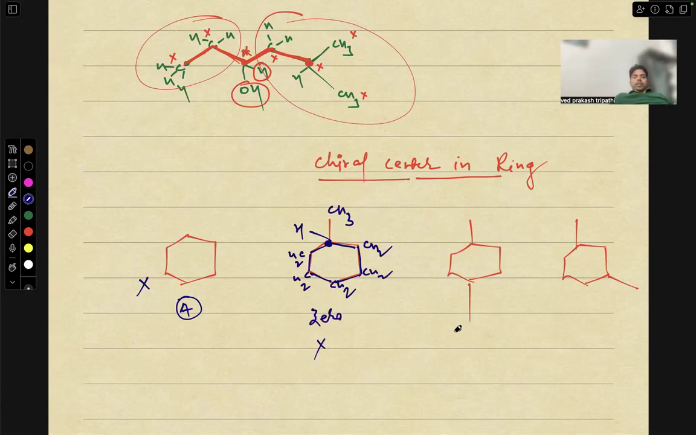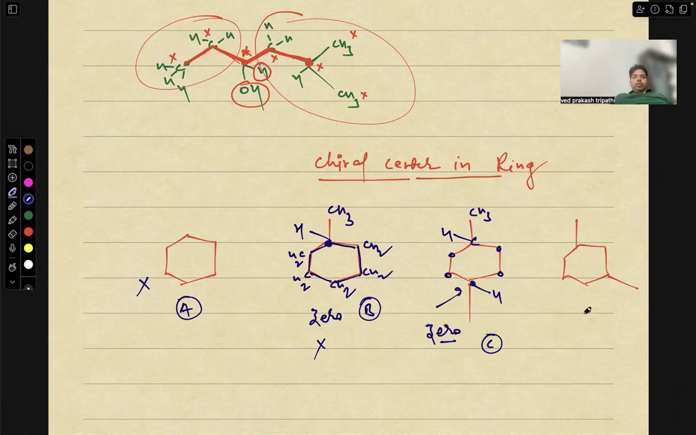Now the third one, this carbon: methyl, H, CH2, CH2 same, CH2, CH2 same, and this is common for both. And you can even check from this end as well. So we don't have any chiral center, so this is 0.